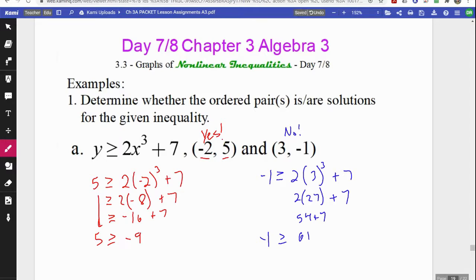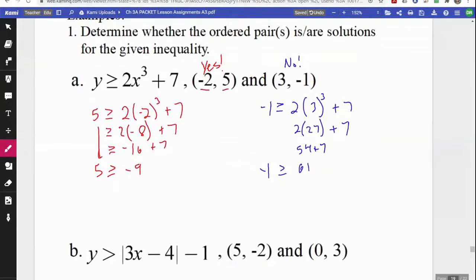So what this means in terms of a graph, and we're not there yet, but we'll get there in a minute, is that if an ordered pair is a solution, it means it makes a true statement. That means that it is in what's called the solution region. And so instead of just the graph of a line, we have a line or a dotted line, and there'll be a shaded region, meaning that any of the ordered pairs that are in the shaded region would also make a true statement when put into this equation.